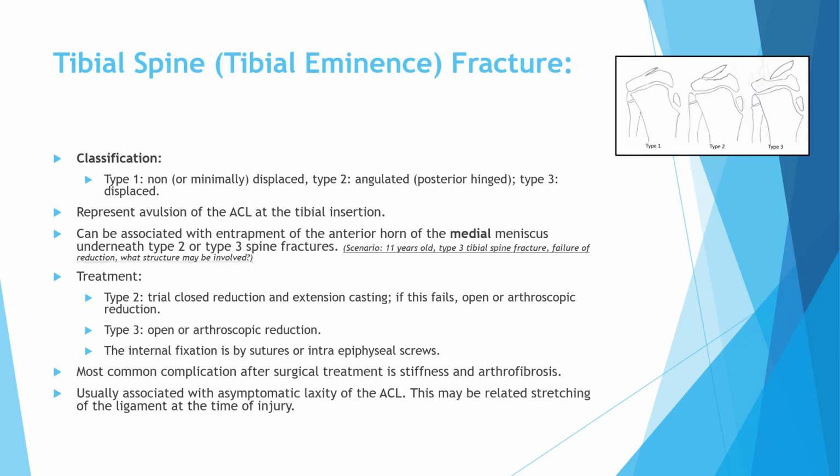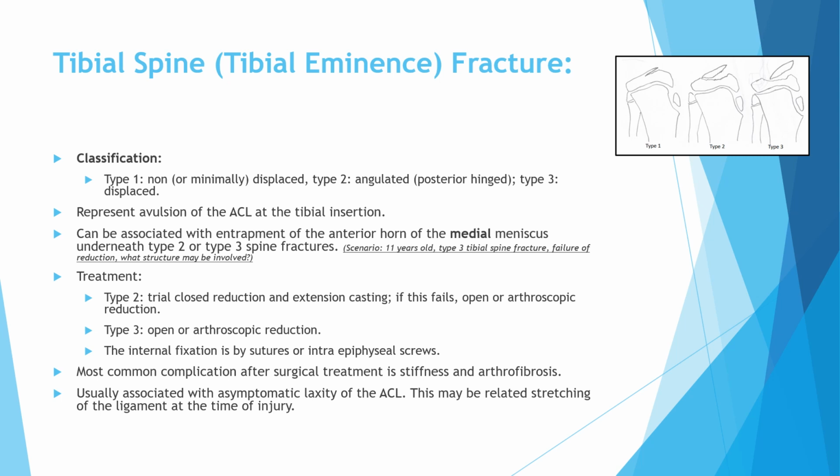Now we'll start the pediatric tibia fracture. The first topic in the pediatric tibia is the tibial spine or the tibial eminence fracture. There are three types of tibial eminence fracture. Type 1 is incomplete or non-displaced, as you can see here. Type 2 is angulated but not displaced. It's hinging on the posterior part, so it opens anteriorly like this. And type 3 is angulated and displaced.